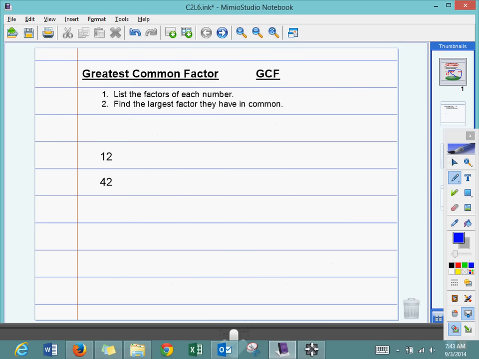Alright, so another thing we can do with factors is find the greatest common factor, or you might see it in the book as a GCF, that is greatest common factor. So the steps to find the greatest common factor: step 1, list the factors of each number. Step 2, find the largest factor that they have in common. That makes sense, right? Greatest, largest, common, the same between the two lists, and factor, the numbers that you can multiply to get that number.